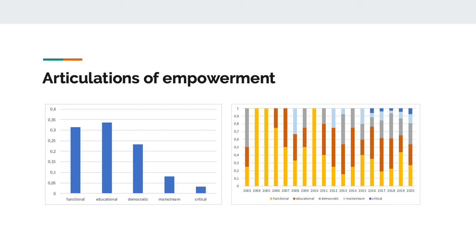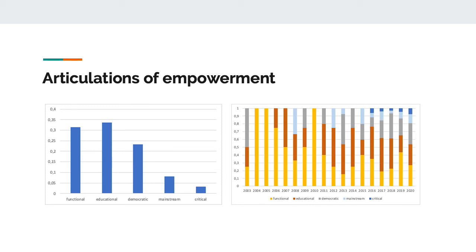And when we look at the different articulations of empowerment, in the figure on the left, you can see that there's an unequal distribution in how empowerment has been used, with functional and educational articulations each making up roughly 35%, democratic articulations 23%, mainstream 8%, and then critical only 3%.